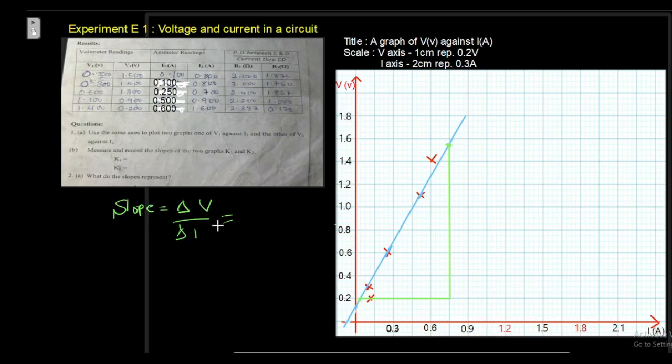Now we go to our V axis. We want to get change in V, which is simply the final V minus the initial V. So this is what we have here, and this is what we have here. This is 1.6. The next value here, you minus 0.05, so that will give us 1.55. So you have 1.55 minus, and then here we have 0.2.